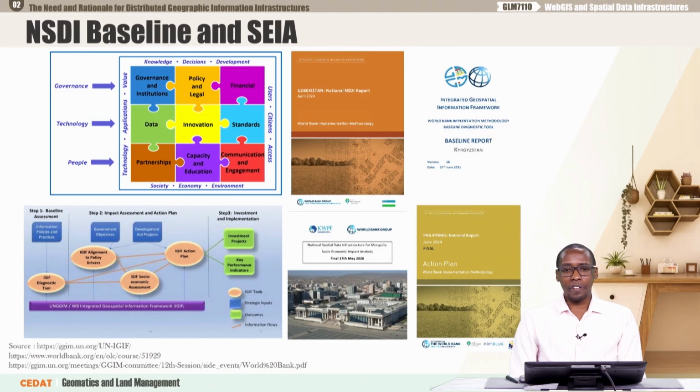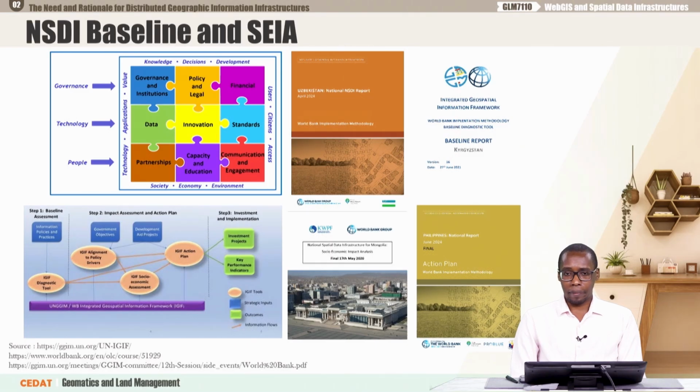More so, different countries have been able to develop or to establish a baseline of the national spatial data infrastructure by conducting a baseline study in their different countries. For example, Mongolia, Uzbekistan, South Korea, and so many other countries. Even the Philippines. More so, they've also gone ahead to perform a socio-economic impact assessment to understand what are the economic benefits of having this NSDI.